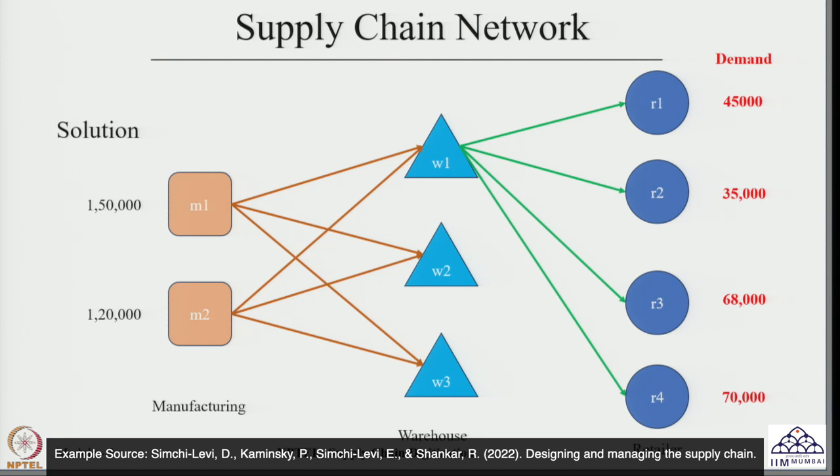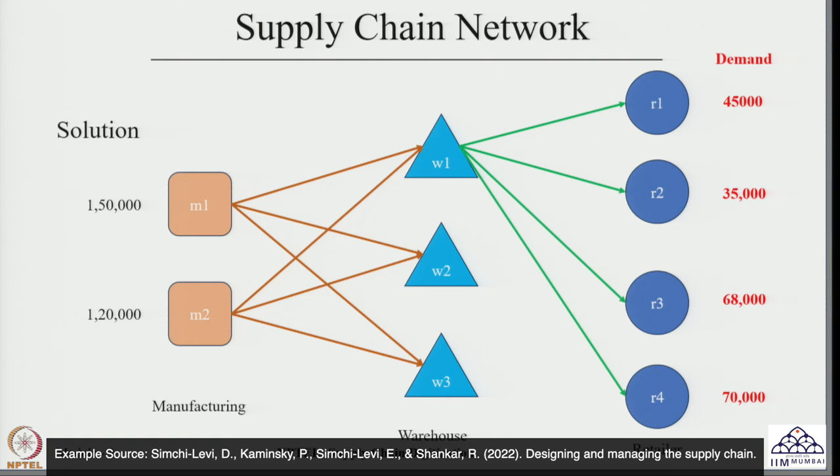We know that any manufacturer can supply to any of the warehouses, and similarly any warehouse can supply to any of the retailers. So just for demonstration purposes, these arrows are drawn to indicate the possible movement between every manufacturing plant and every warehouse, and similarly from every warehouse to every retailer.